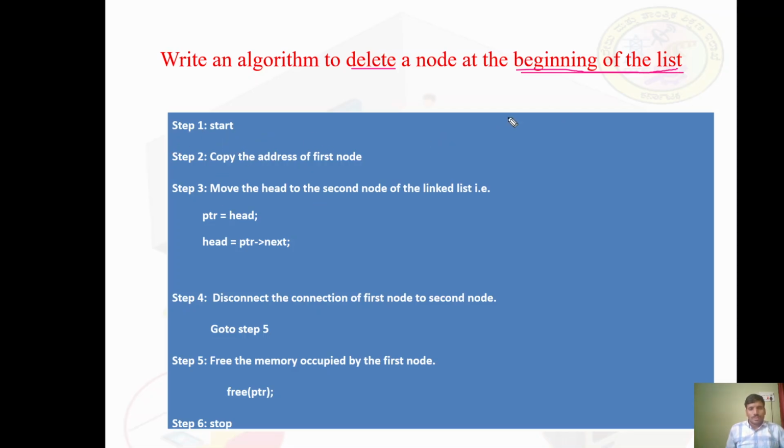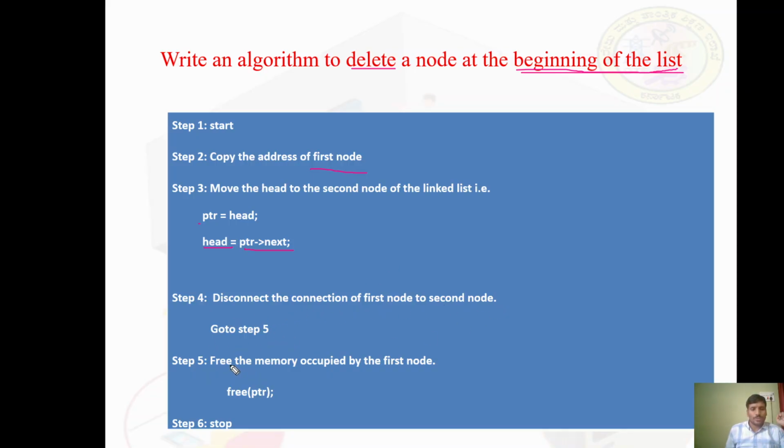Start the algorithm. Copy the address of the first node, and move the head to the second node of the linked list. That is, first, copy the address of this first node, head, into the pointer, and simply assign head equal to pointer next. So this pointer next will be pointing to the next one, that is the second node, and head equal to pointer next will delete the first node. The link of the first node gets disconnected. So disconnect the connection of the first node to the second node.